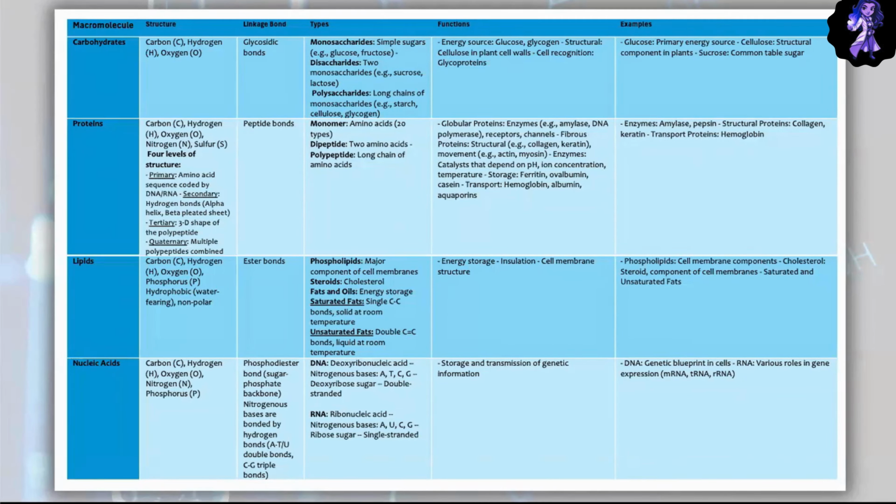Now, when you're covering the overall view of what you need to understand for Unit 1, this table really covers the macromolecules, the structure, the linkage bond, the types, the functions, and examples. So not only does it cover Section 1.5, but it also covers Sections 1.4, 1.3, and 1.6. So if you're looking for 1.3 onward and a brief understanding of everything you need to know related to macromolecules, this table covers that topic.